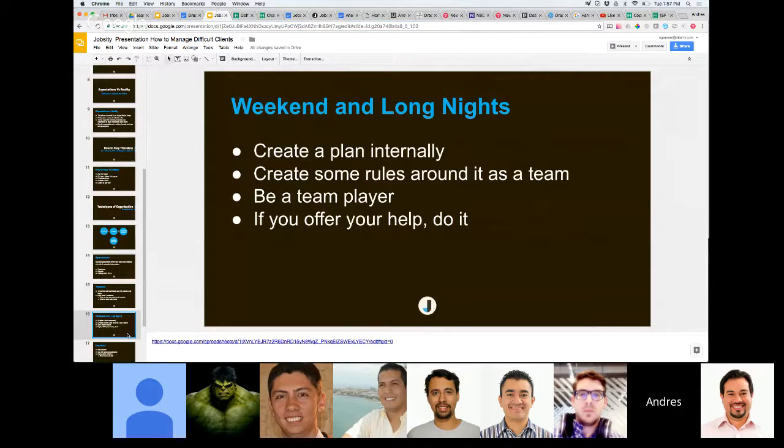So create a plan internally. Create some rules around it as a team. When you have to work weekends and nights, you have to put some rules in place so you don't burn yourself out. So be a team player. If you can't make it today because you have your son's birthday, tell a peer, help me out tonight, but tomorrow you can take off. So be a team player. Help each other out. If you offer help, do it.